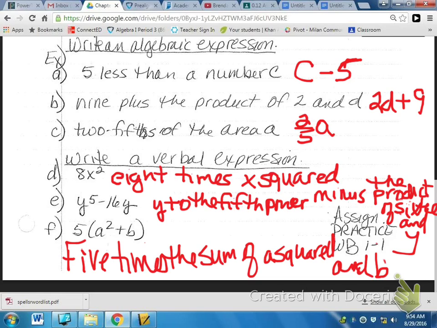Okay, and I still am kind of an advocate of using the simplest words possible. Use the word plus if you can. Use the word minus if you can, and that will make it a lot simpler for you.